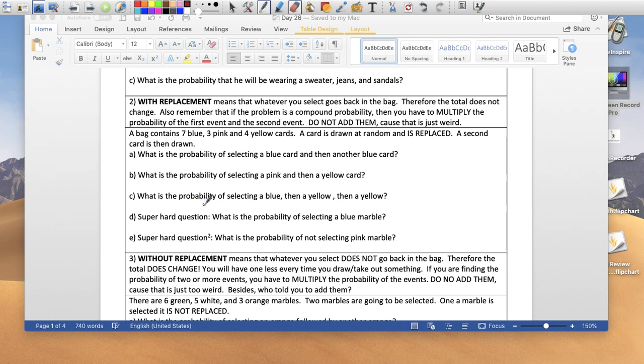Letter D. What's the probability of selecting a blue marble? Okay, like I said before, we established that there were 14, and the probability of getting a blue is just 7 out of 14 chance, or half.